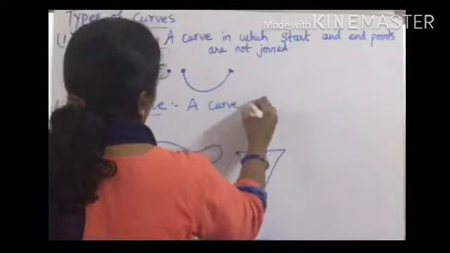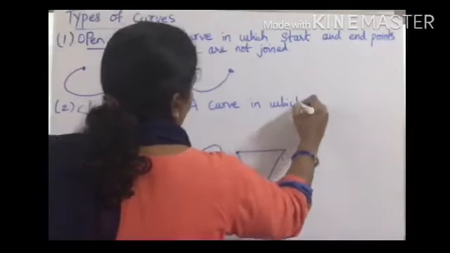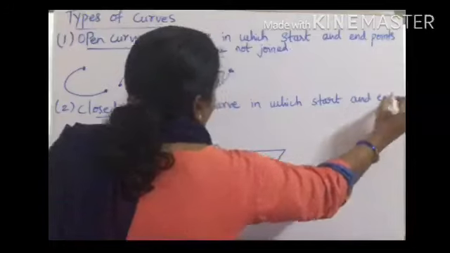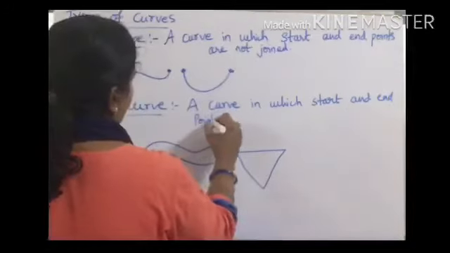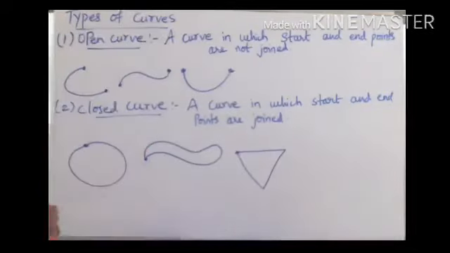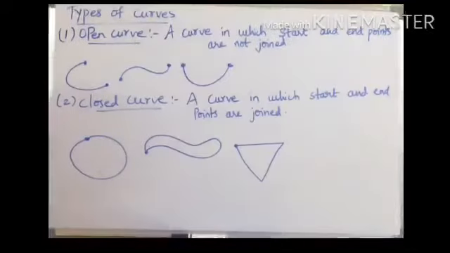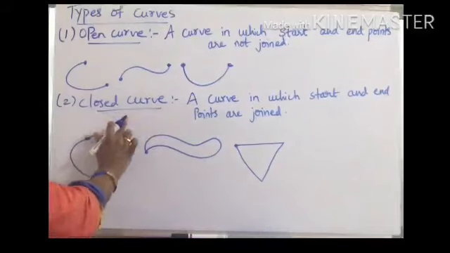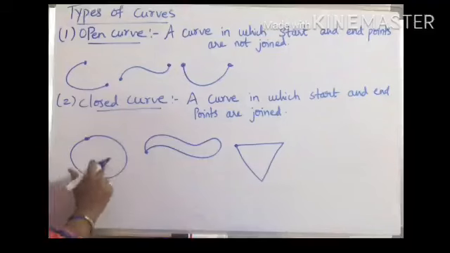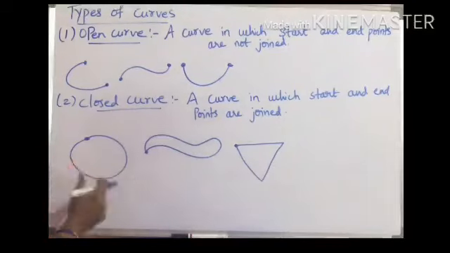What is the definition here? A curve in which start and end points are joined, right? So open curve and closed curve. Next, in a closed curve, if you observe, it has no end points. So a closed curve has no end points and encloses an area. So this inside part is called what here? Area, and it is formed by joining the end points of an open curve together.